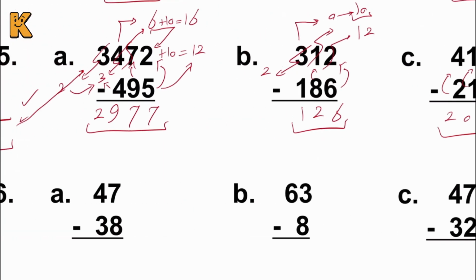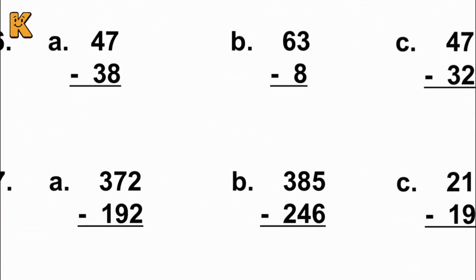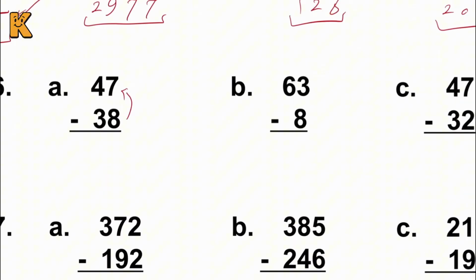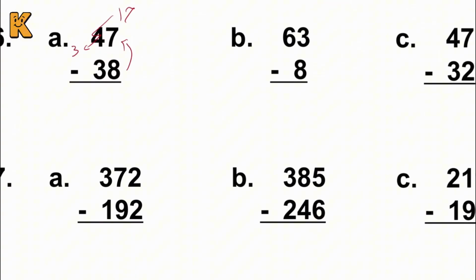So for the next part, what do I have? 47 subtracted by 38. Again, I don't have enough 8, so I have to borrow it from the next point. This guy is going to be converted to 7. This guy is going to be converted to 17. So 9 plus 8 is equal to 17. 3 subtracted by 3. Remember, 4 just converted to 3. Why? Because of the borrowing method. 3 subtracted by 3 is 0, so I do have it like this.